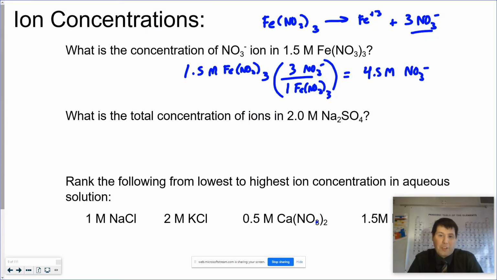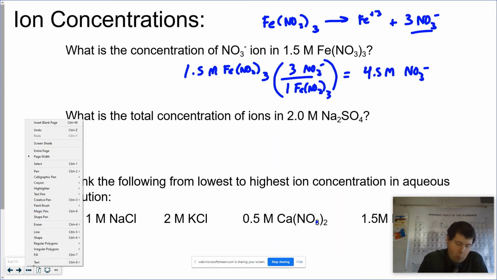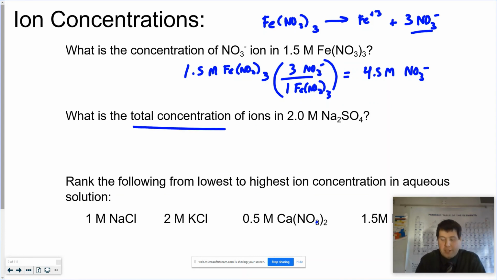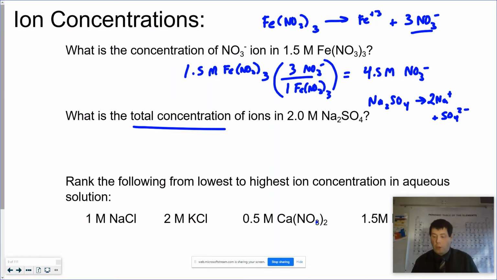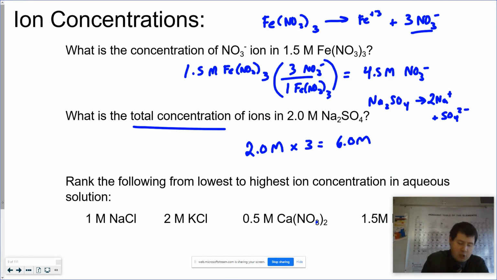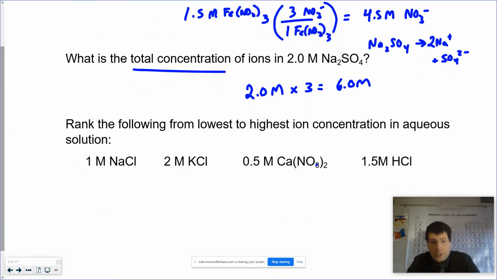Next, I'd like to talk about what the total concentration of ions is in 2 molar Na2SO4. So here, similar to above, we have to figure out the total ion concentration. To get that, of course, you have to count the number of ions in Na2SO4. Well, obviously Na2SO4 is going to break up into 2 Na pluses and 1 SO4 2 minus. And so there are 3 total ions. So I could just simply take the 2.0 molar, multiply by 3, and my total ion concentration would be 6 molar. This last one just says to rank the following from lowest to highest ion concentration in aqueous solution.